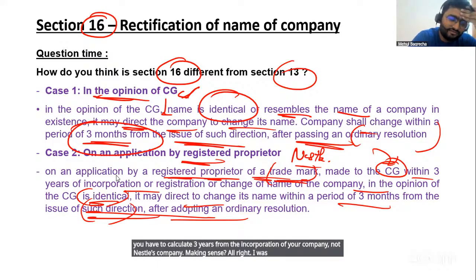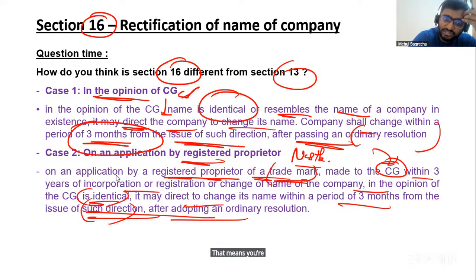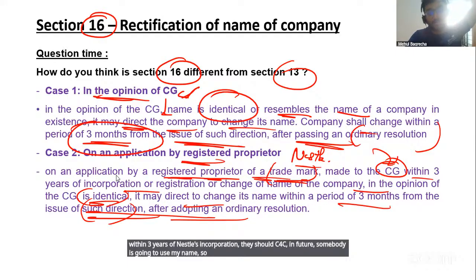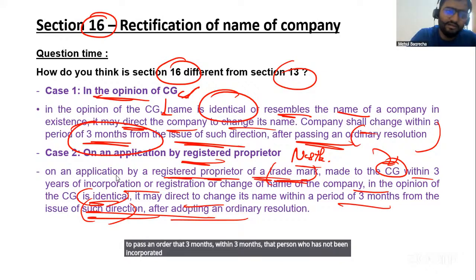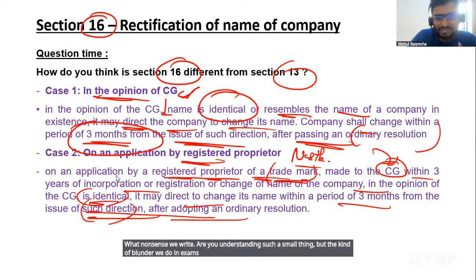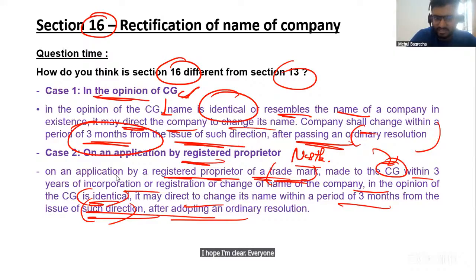I was going through one of the corrections of our students. I've seen a student write 3 years from incorporation of that proprietor. That means you're saying Nestle has to change their name, or what? Within 3 years of Nestle's incorporation, they should foresee that in future somebody is going to use my name, so I am going to ask central government today itself to pass an order that within 3 months, that person who has not been incorporated should change their name. What nonsense we write. Such a small thing, but the kind of blunders we make in exams. And this happens in a hurry, in rush. I hope I'm clear, everyone. Understood? Can I continue? Yes.